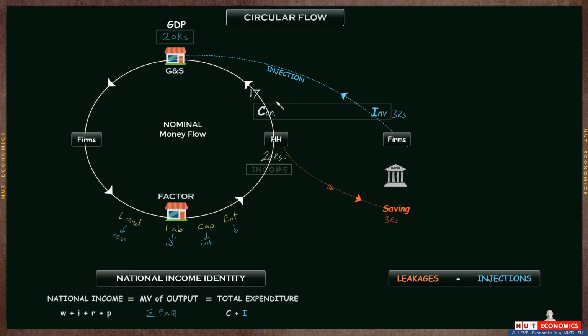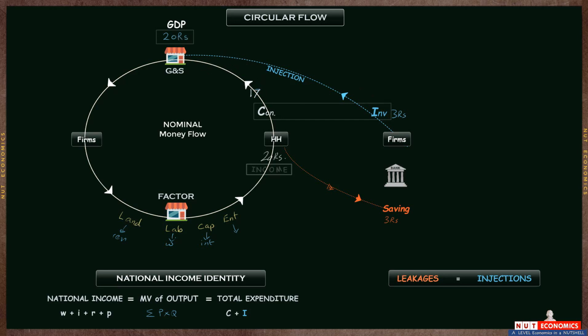20 rupees of income, 3 leaks out, so 17 was consumed. Now that leakage via that financial institution through the firms in the form of investment injection, those 3 rupees come back into the system, and the circular flow therefore would be maintained at 20 rupees.